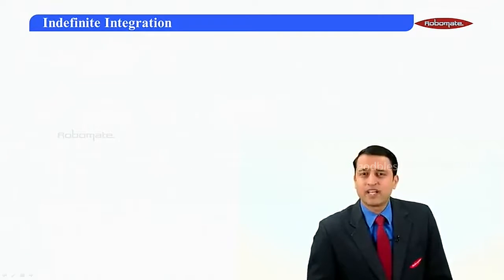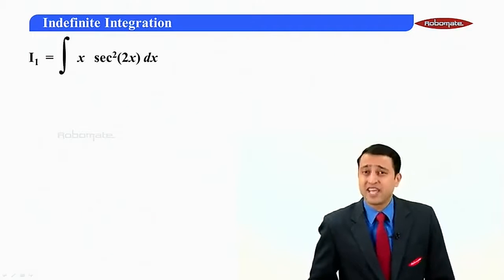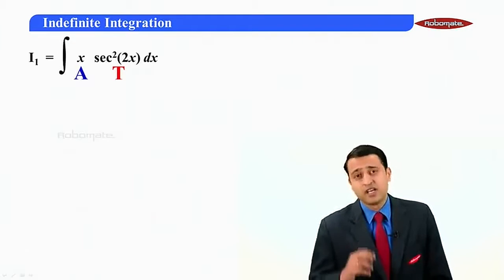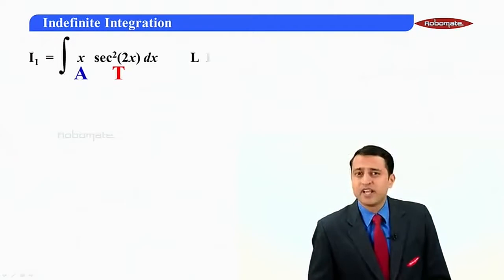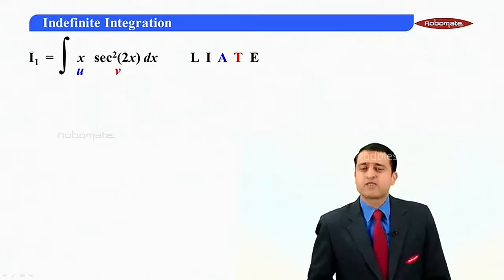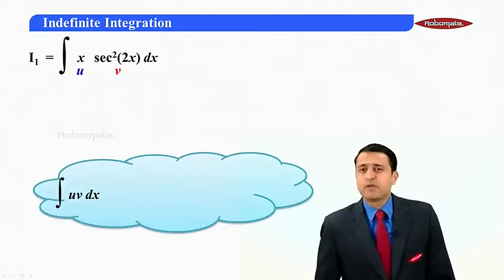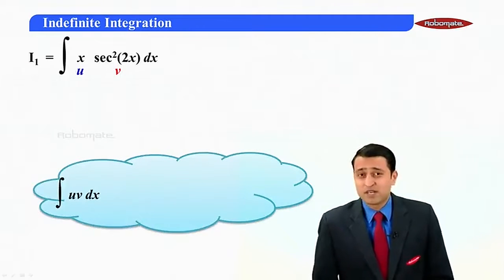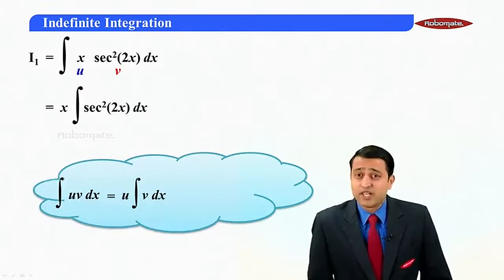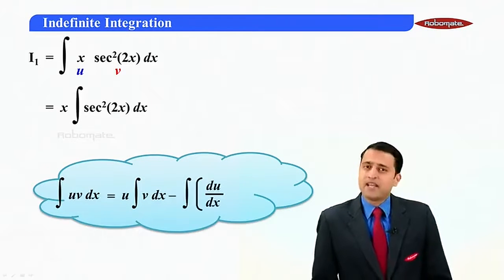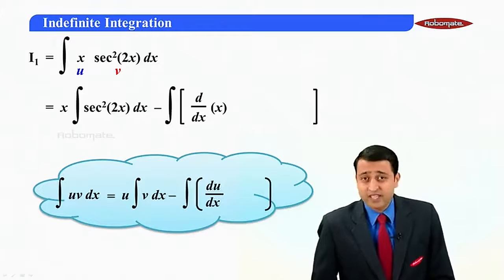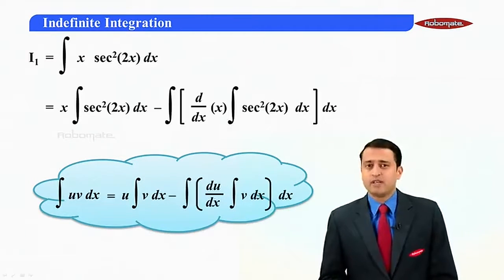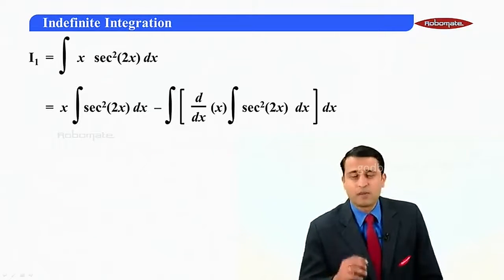Now let's take one integral at a time. So let's take I1, which is x sec square 2x dx. Now my dear students, x is algebraic, sec square 2x is trigonometric. As per the LIATE rule, can I say x will be taken as u and sec square 2x will be taken as v, and we are going to apply the u into v rule. So as per the rule, what I'll have is x into integral sec square 2x dx minus integral of d by dx of x, integral of sec square 2x dx, the whole dx. Is that okay?